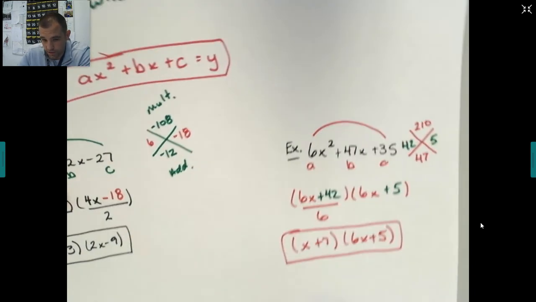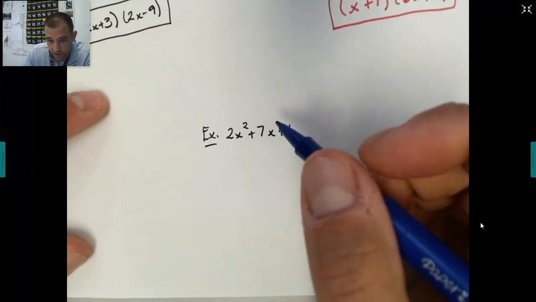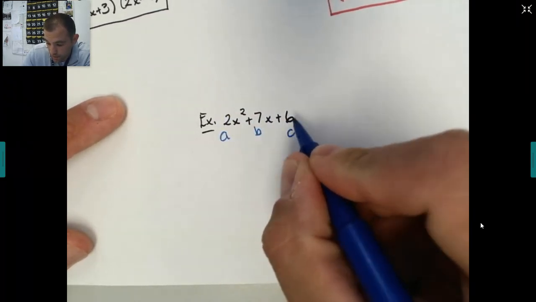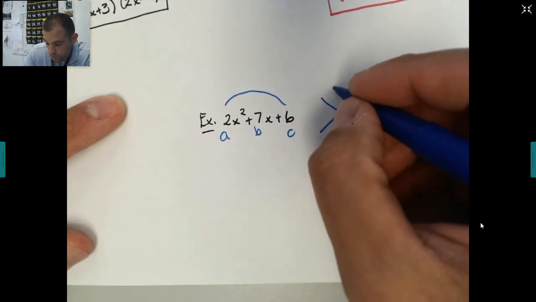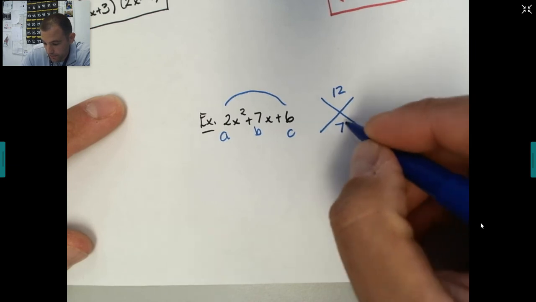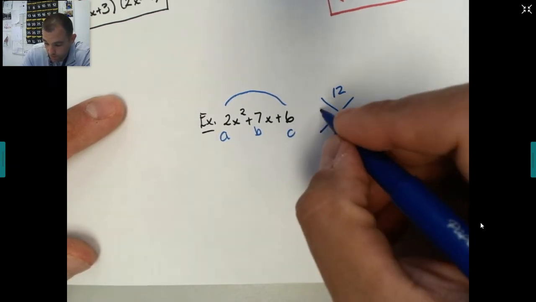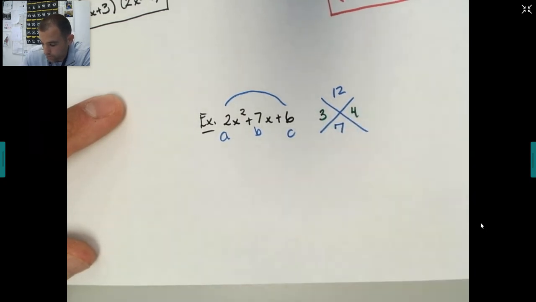Okay, the very last one we are going to do. A little bit smaller numbers here, so we don't have to work as hard to find them. All right, so we're going to do the same thing. We have A, B, and C. So 2 times 6, A times C, gives us 12. And we want them to add to get 7. So two numbers that multiply to get 12 but add to get 7, that would be 3 and 4. So we're just going to plug them in.